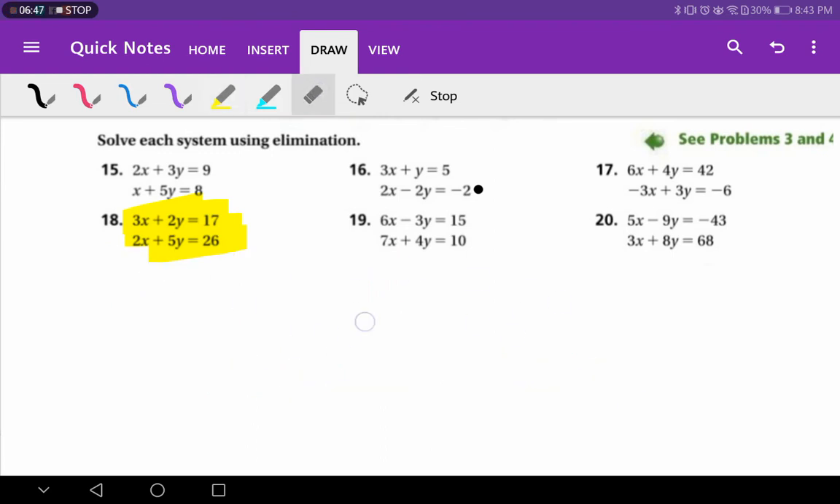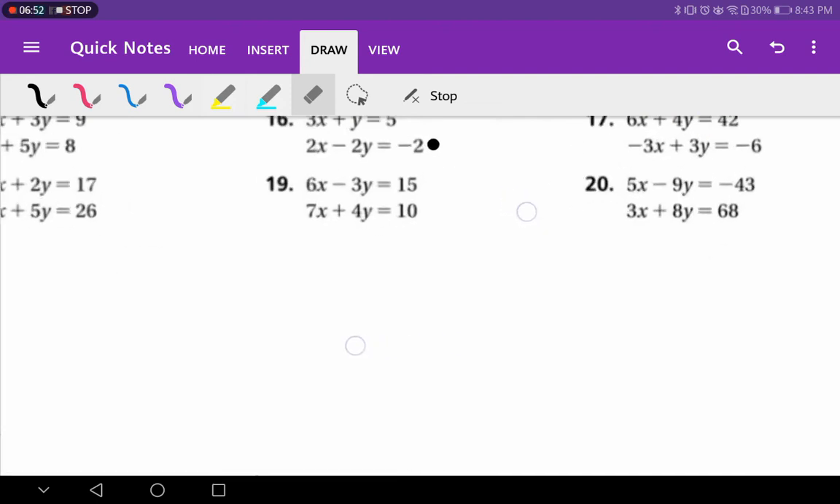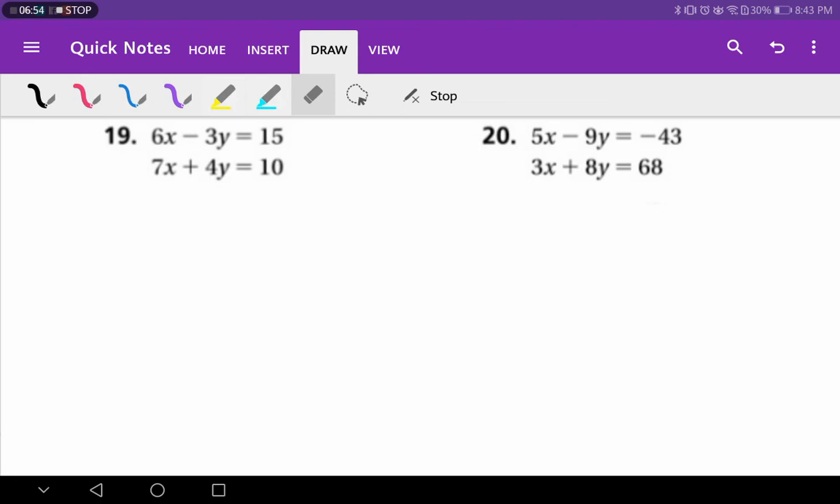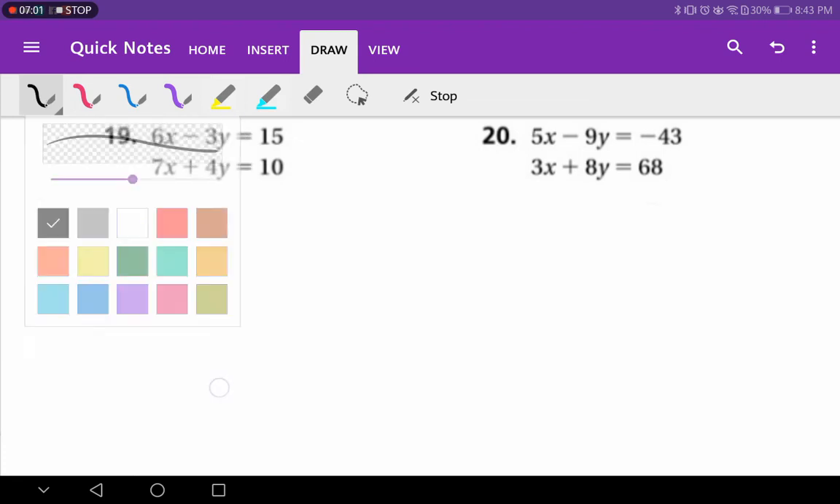Okay, now let us do the last one, which is number 19. The first equation, 6x, I will rewrite it here. I will do this.